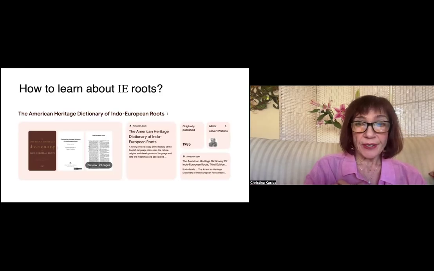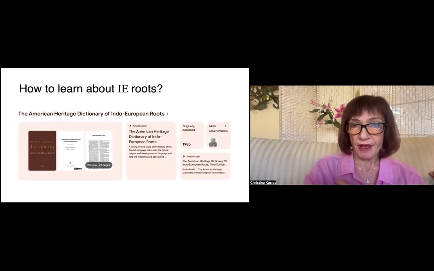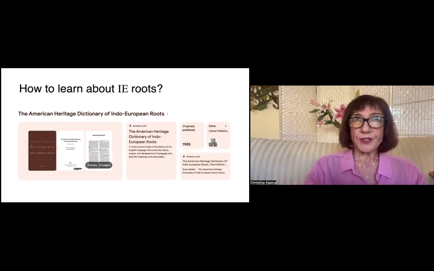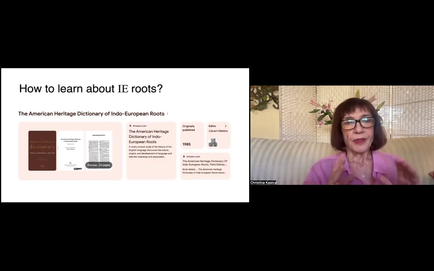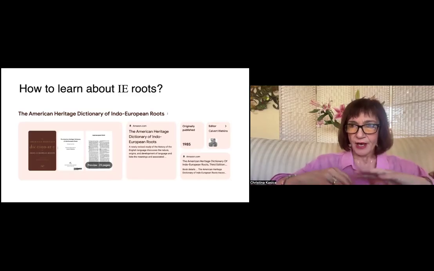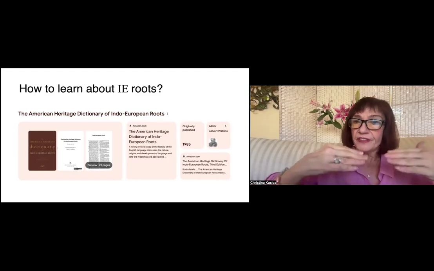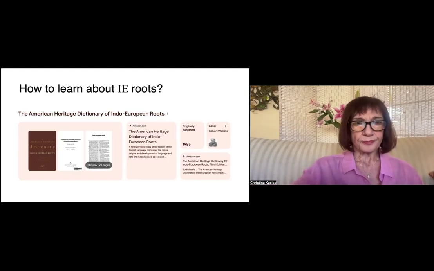If you really want to learn about Indo-European roots, a lovely man named Calvert Watkins wrote a dictionary of them. It's called the American Heritage Dictionary of Indo-European Roots. You can use it to find different roots and a lot of cognates. A cognate is a word that is made out of a root, so it sounds like, or looks like, or reflects that root.